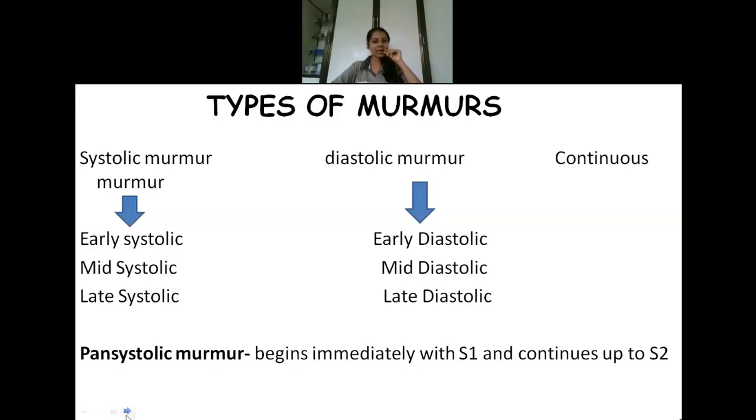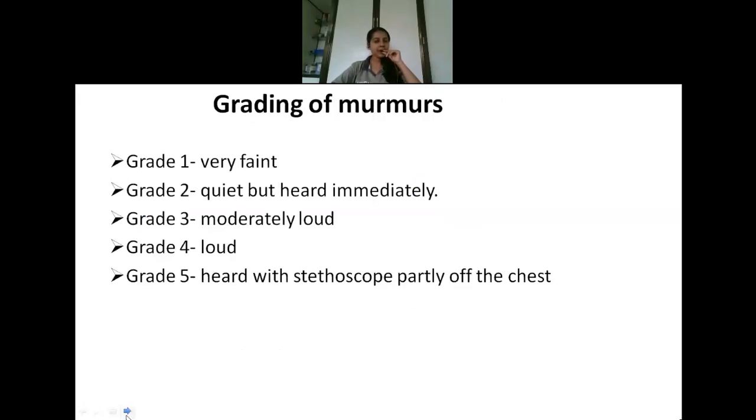Okay, so types are not that much required for you. But this grading of the murmur you can just remember, even though they don't ask it. So under the grading of murmur, we have got grade 1, grade 2, grade 3, grade 4 and grade 5.